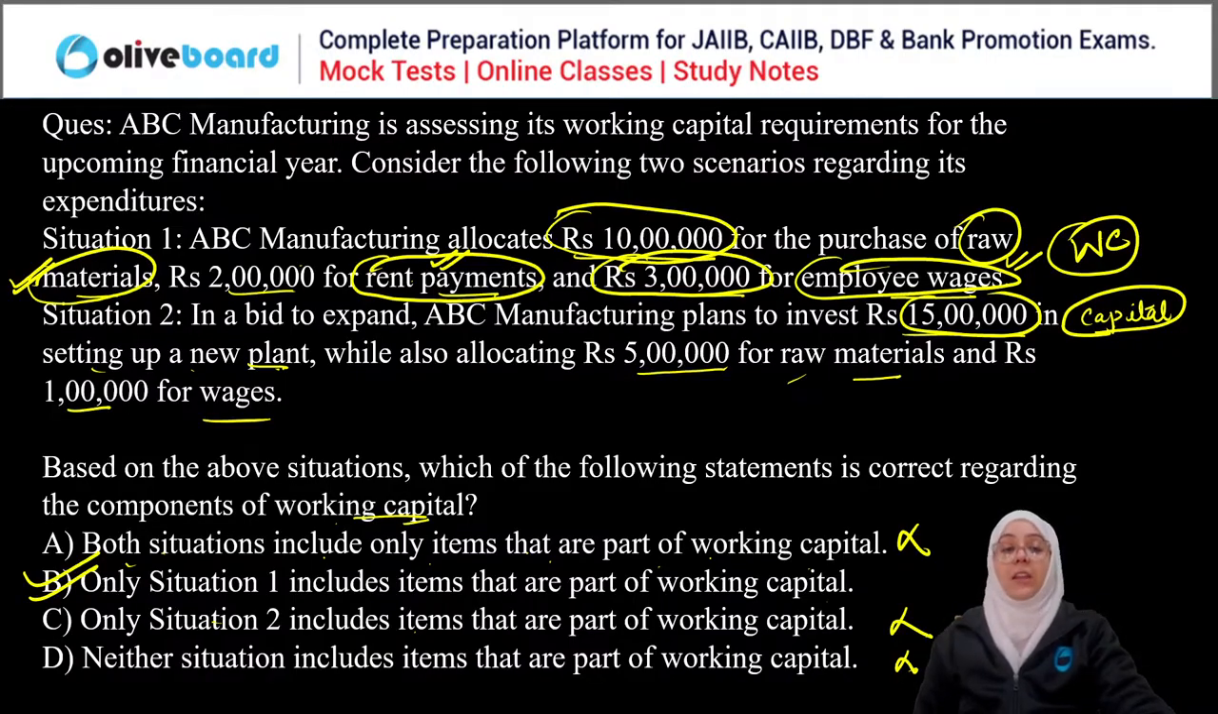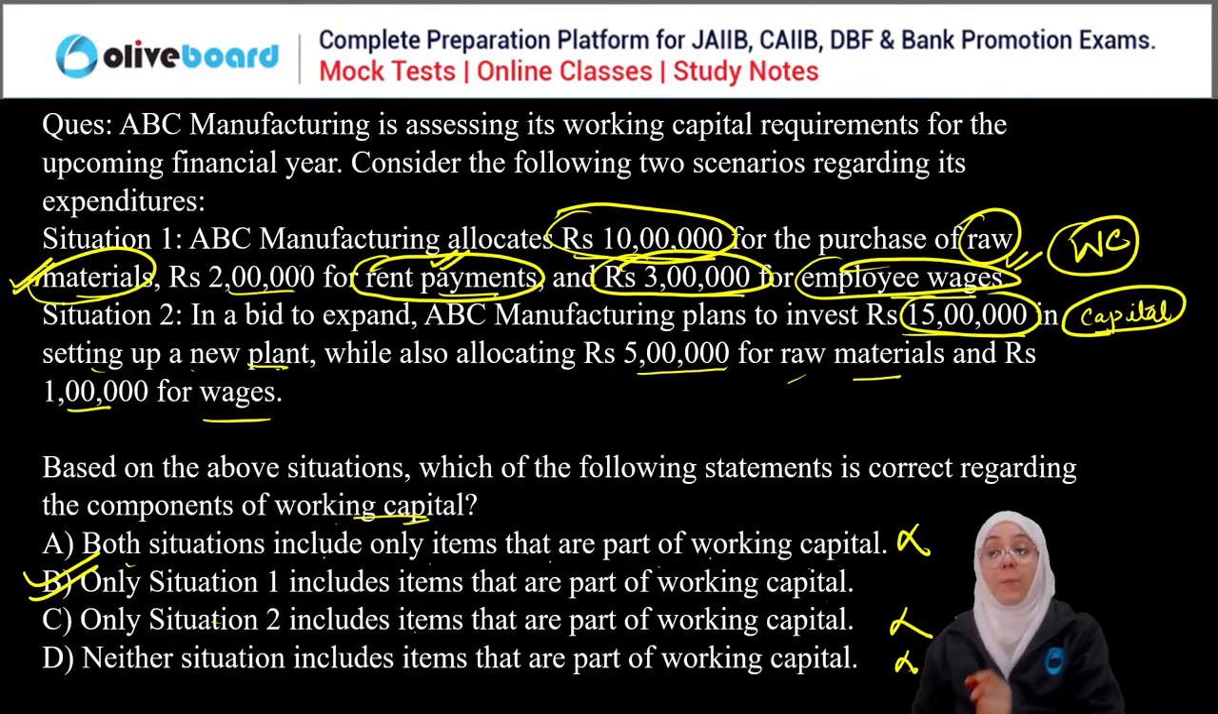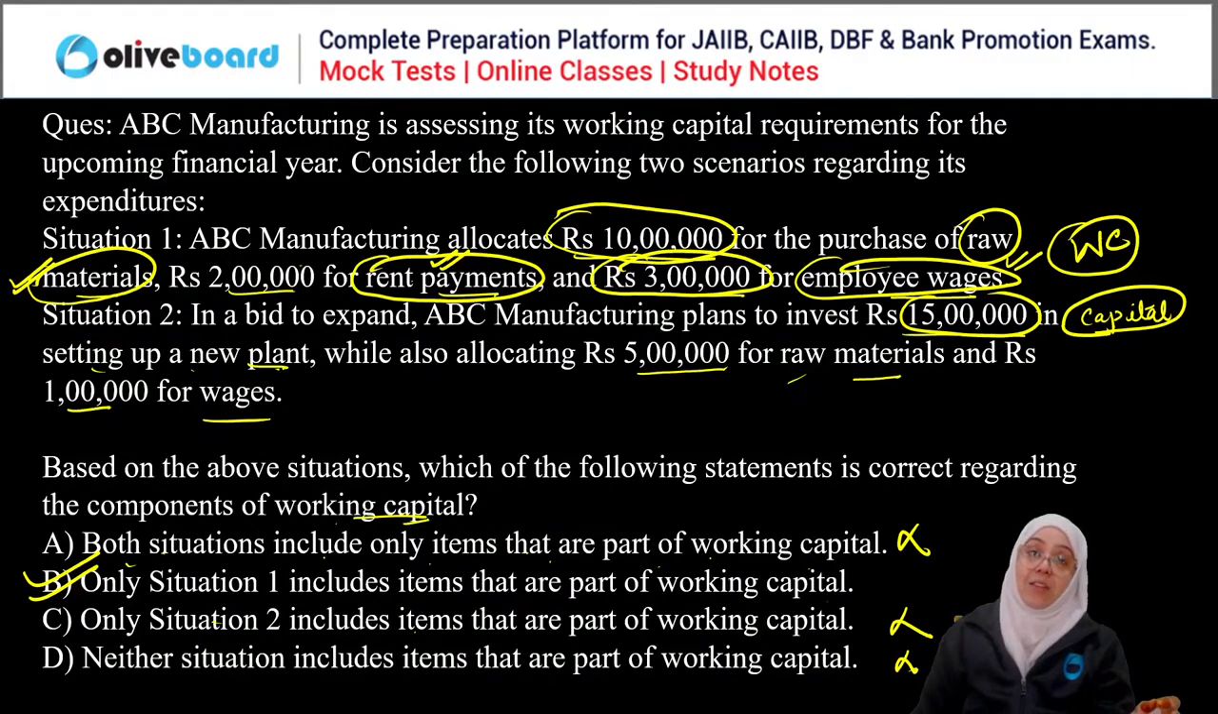Kirutika, working capital includes raw material, rent, employee wages. The new plant investments are not working capital. These are not a part of working capital. These are a part of term loans, where you have to spend for purchasing of any asset. So situation 2 is not a part of working capital. Situation 1, yes, is part of working capital.